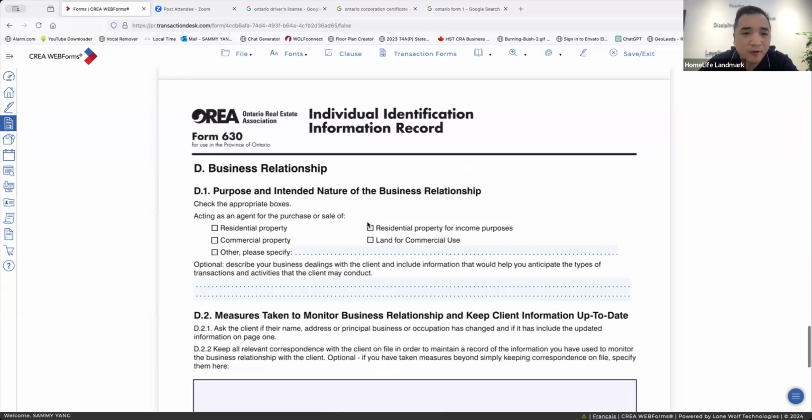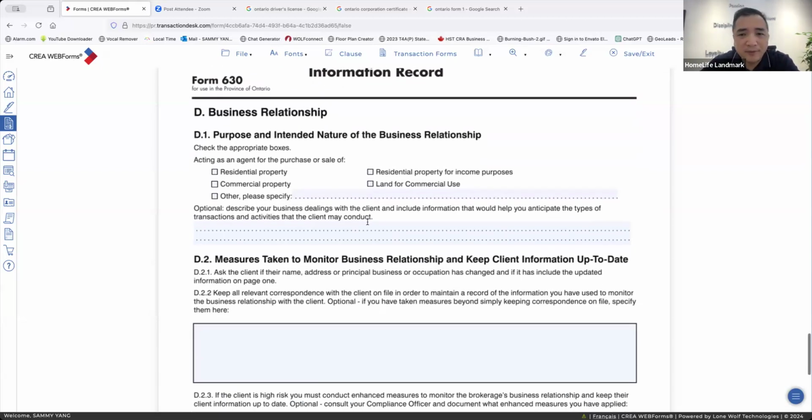Page 4, D, business relation. For D1, we have to ask the client whether the property is for residential self-use or for income purposes. Usually people use a residential property for themselves, family use. Or they say, I'm buying the property for investment. So you can check it too.